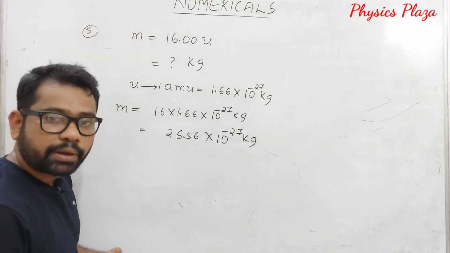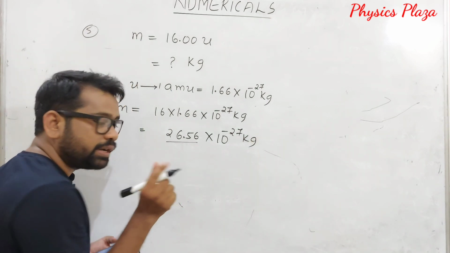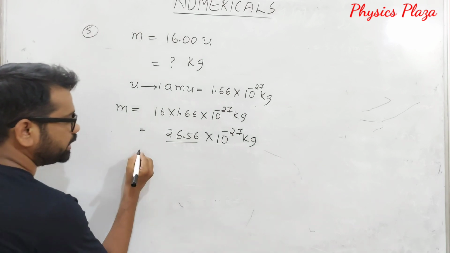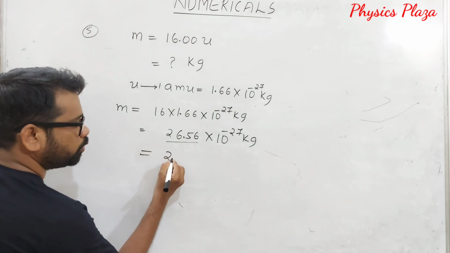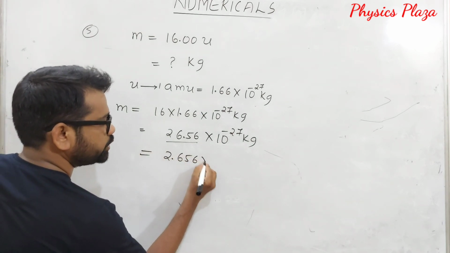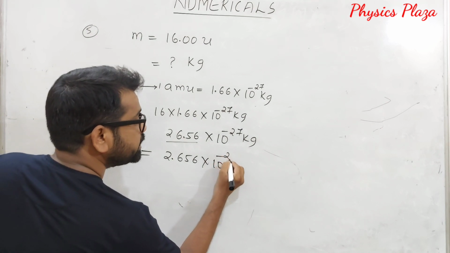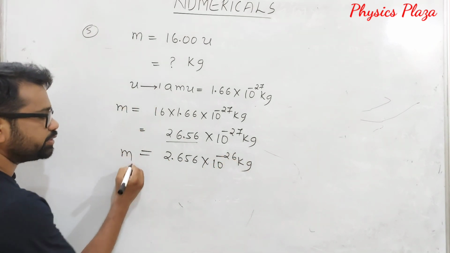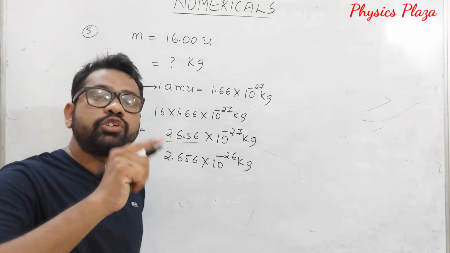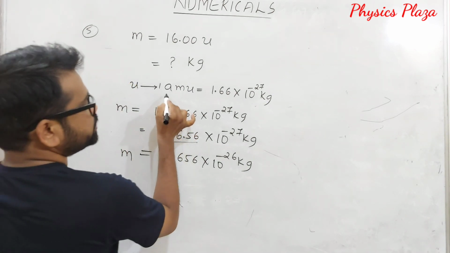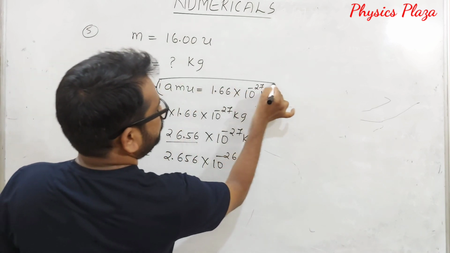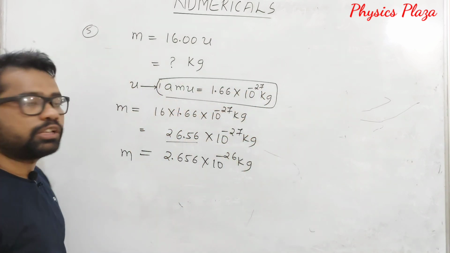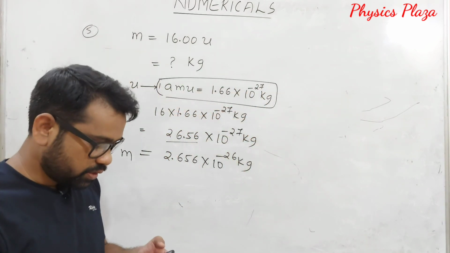But according to order of magnitude, this value should be in between 1 and 10. So we can write like this: 2.656 into 10 to the power of minus 26 kg. So this is how actually we can convert AMU into kg. So this relation we must know that 1 AMU is equal to 1.66 into 10 to the power of minus 27 kg.